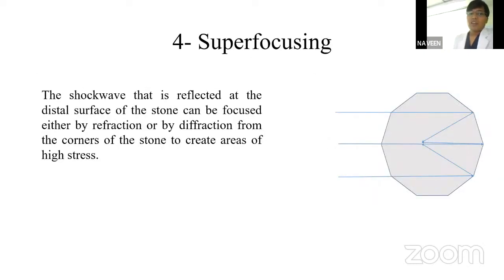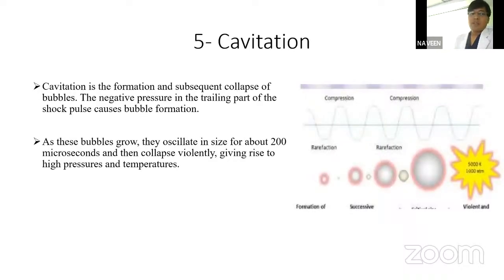Now come to superfocusing. When the shock wave is reflected from the distal end of the stone, it is focused either by refraction or by diffraction from the corner of the stone, and it creates very high stress inside the stone and leads to stone fragmentation. Fifth mechanism, cavitation. The cavity at the trailing part of the shock wave creates a bubble. These bubbles oscillate rapidly and collapse violently. When they collapse violently, they give rise to very high temperature and very high pressure. Because of this temperature and pressure, it leads to stone fragmentation.